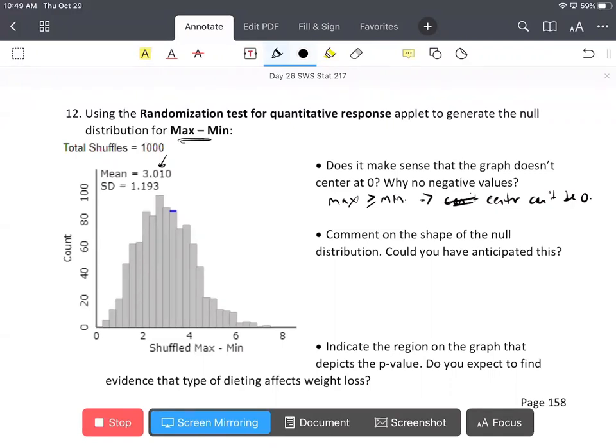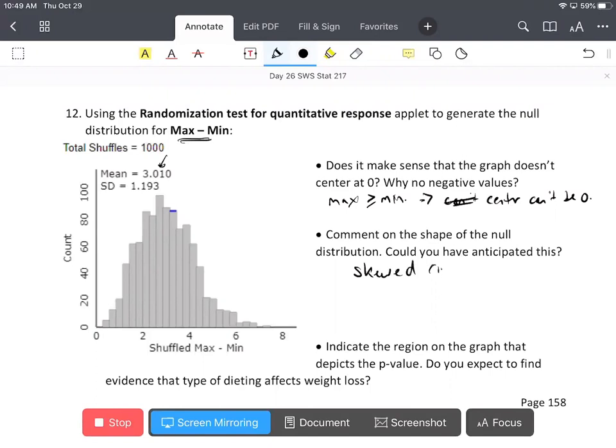Because negative values in this case are just not possible. Comment on the shape of the null distribution. Could you have anticipated this? Well, yes, it's skewed right.